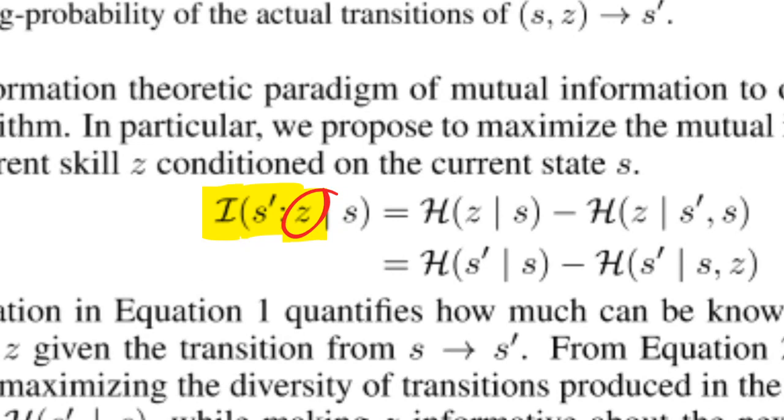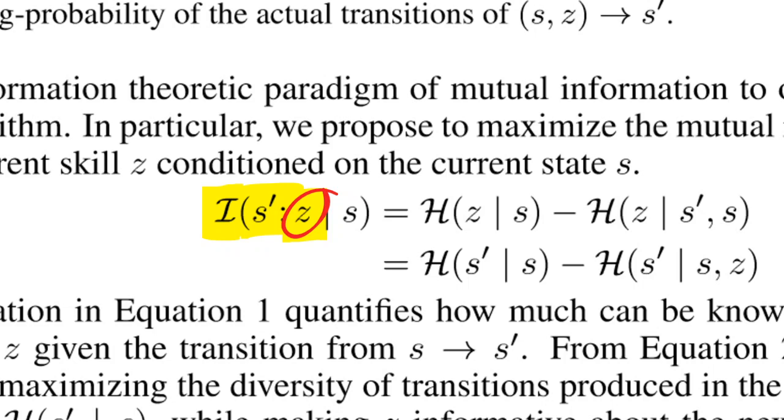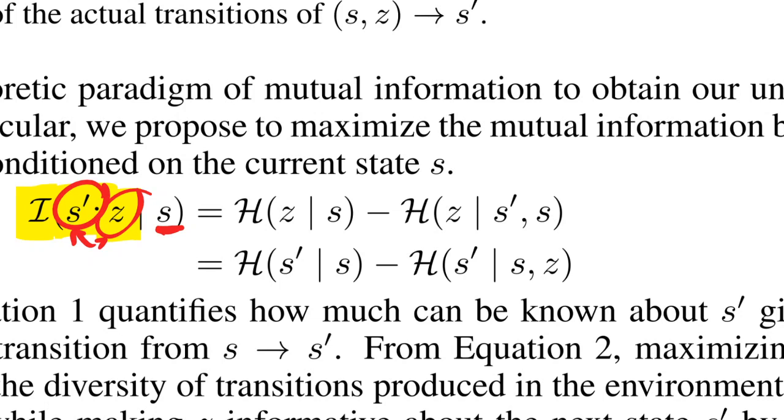Okay, so we want to maximize the mutual information between the skill that's currently in action. So at every time the agent has to choose a skill, saying like, okay, now I'm going to walk forward, and it's in a given state. And what you want is to maximize the mutual information between the skill and the next state, which means two things, which you can see right here. You can decompose it in two different ways.